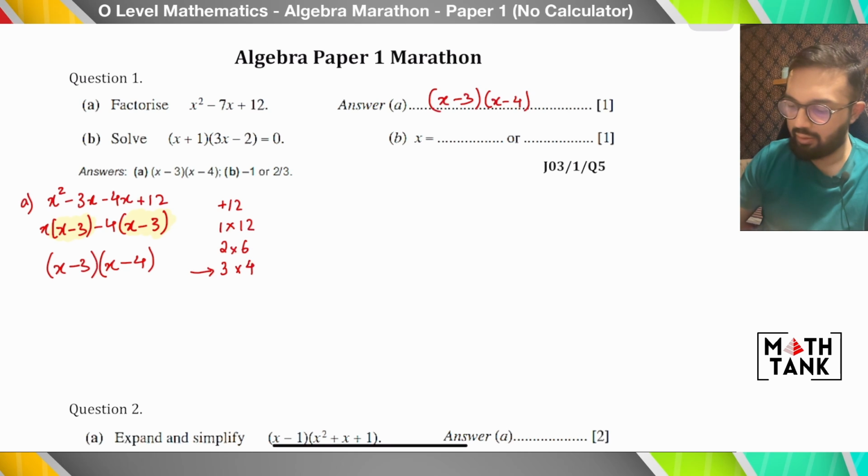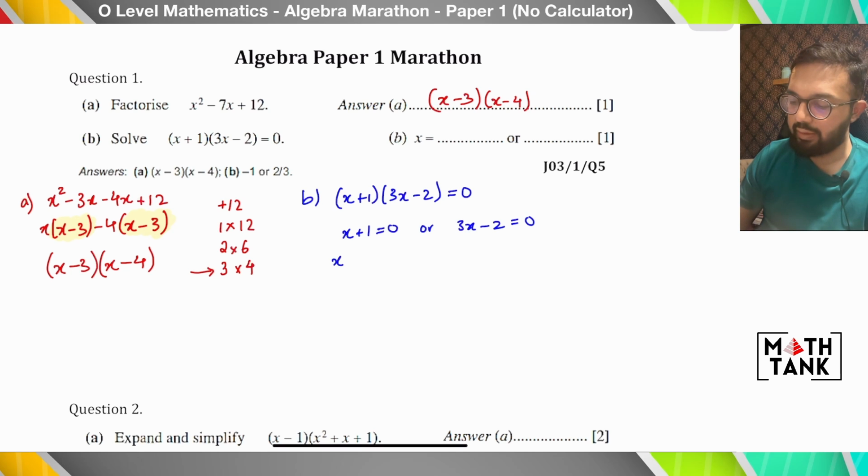Okay. Then part B, solve x plus 1 into 3x minus 2. Now this is already a factorized expression, and I have 0 on the other side, which means that I can simply go on and do either this equals to 0 or that equals to 0.